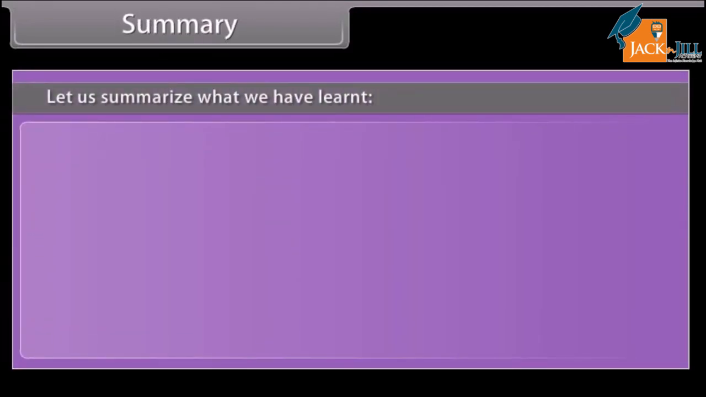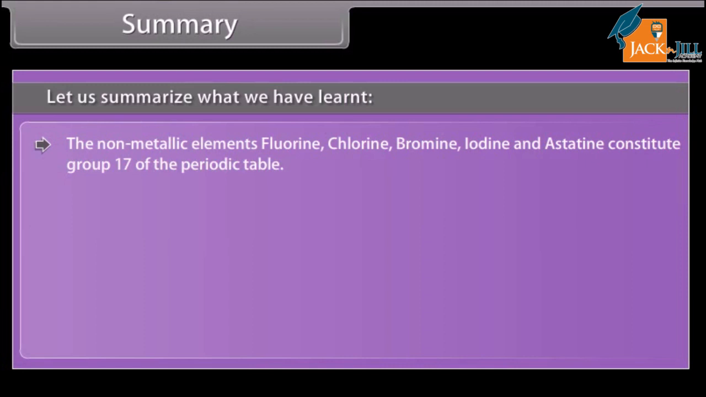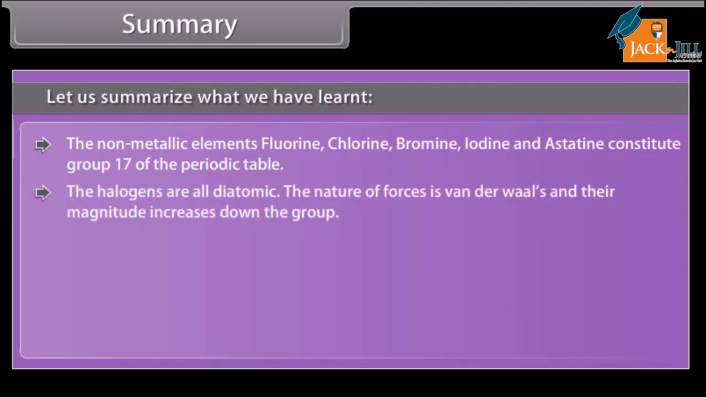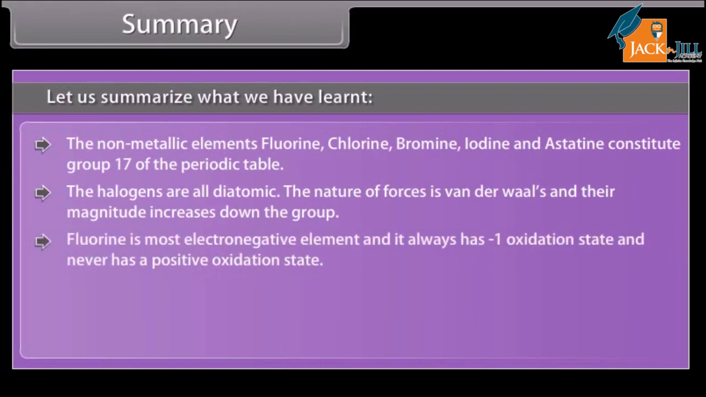Summary. Let us summarize what we have learnt. The non-metallic elements fluorine, chlorine, bromine, iodine and astatine constitute group 17 of the periodic table. The halogens are all diatomic. The forces are van der Waals in nature and their magnitude increases down the group. Fluorine is the most electronegative element and it always has a -1 oxidation state and never has a positive oxidation state.